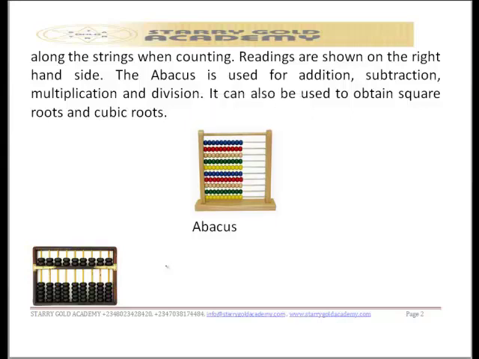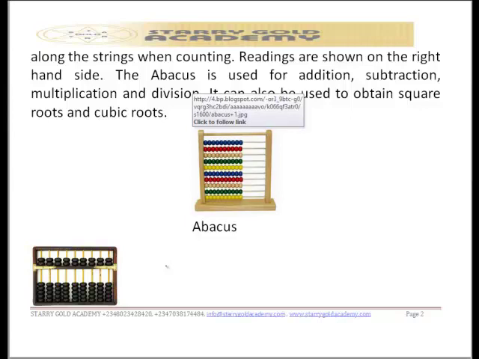Now, the features of the abacus are that the beads are slid along the strings when counting, and readings are always shown on the right-hand side. These are the features of an abacus.